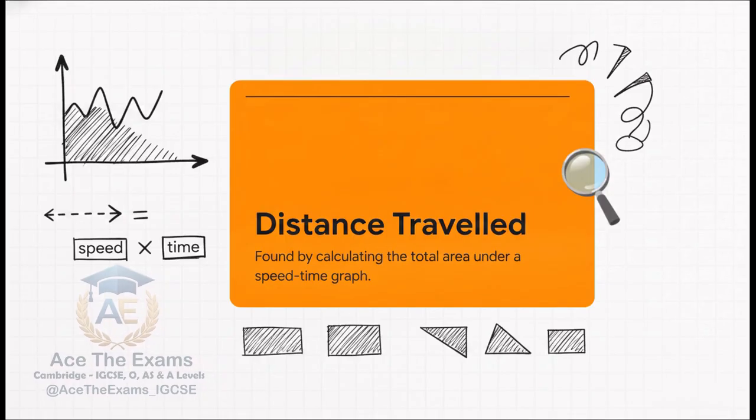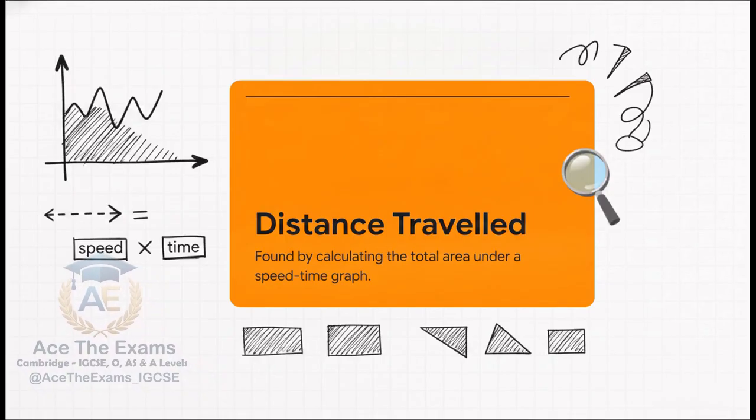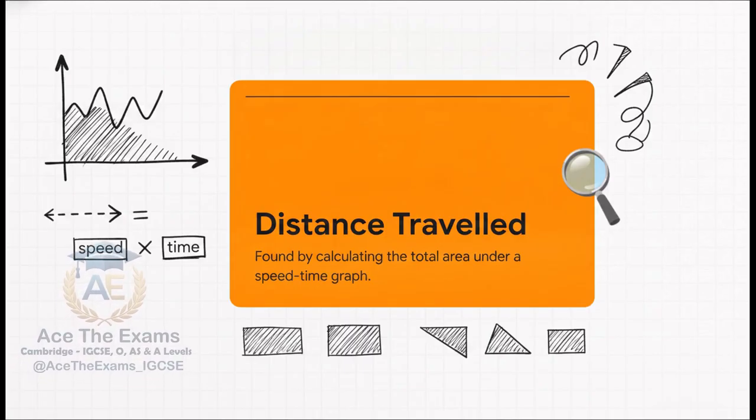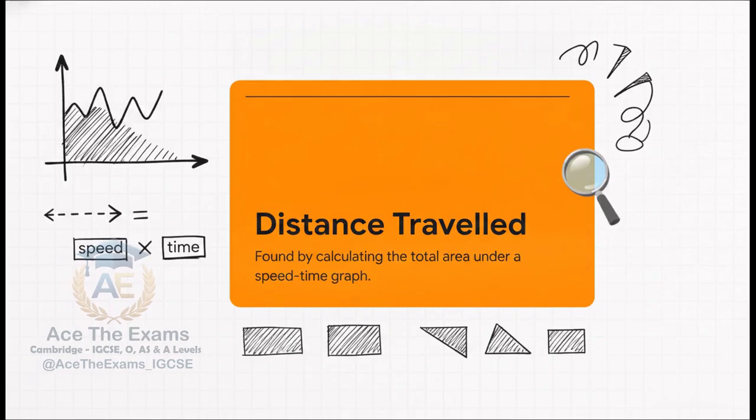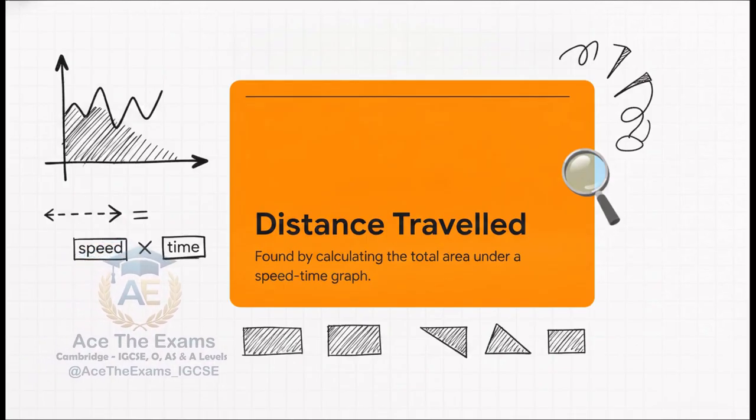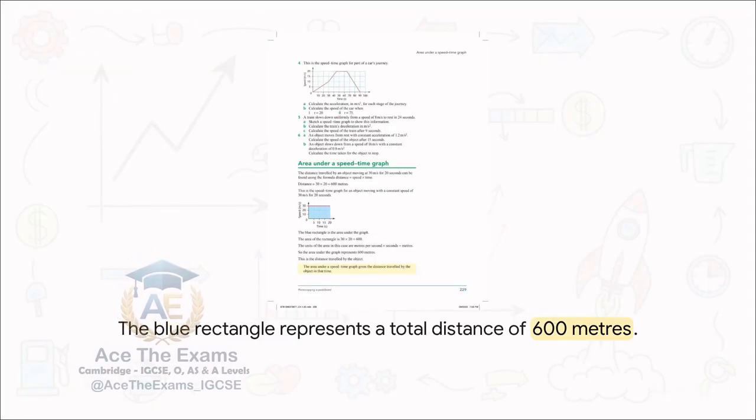Why does this actually work? Because distance equals speed multiplied by time, and on a graph, multiplying the vertical axis, which is speed, by the horizontal axis, which is time, is the exact same mathematical operation as finding the area of a shape. It's an absolutely brilliant shortcut. Let's do a quick visual data scan together and execute this system.